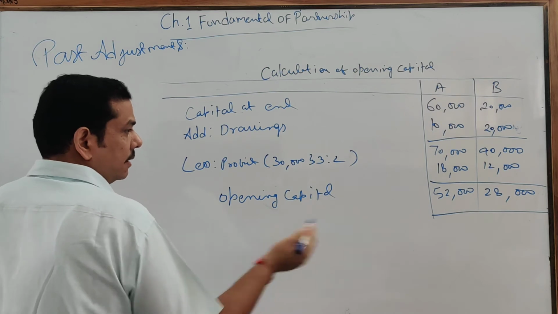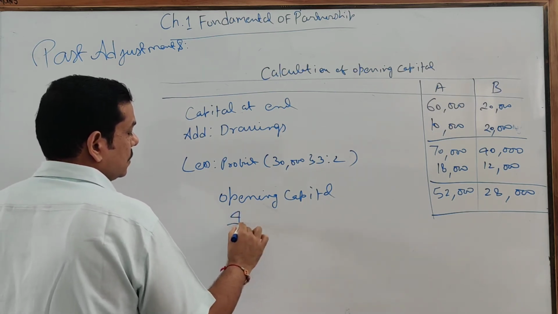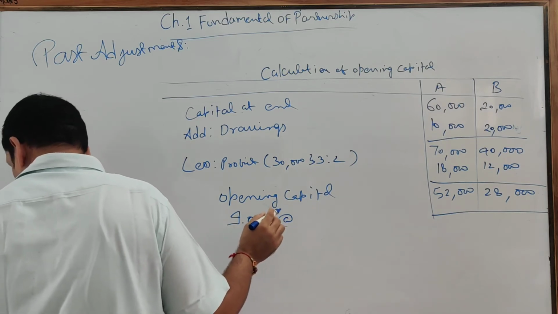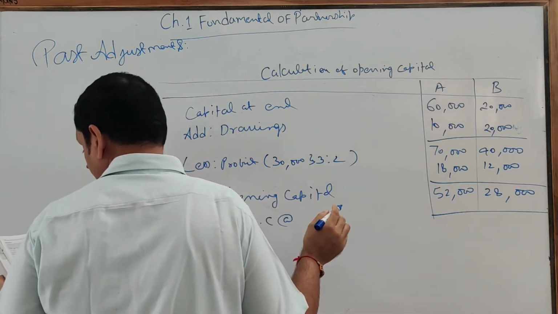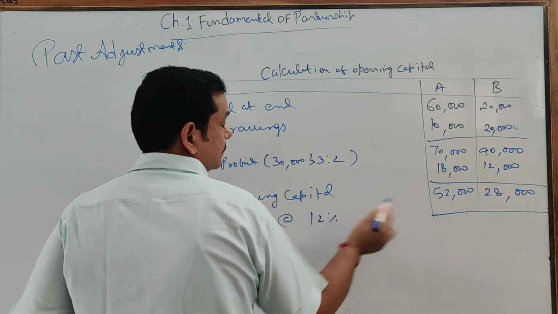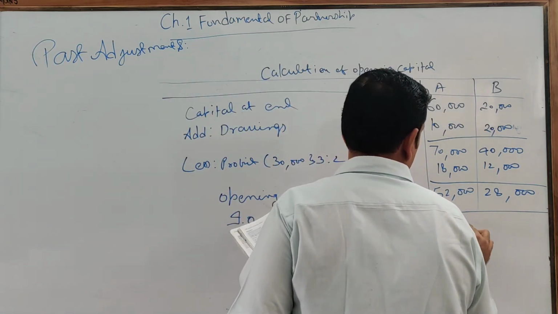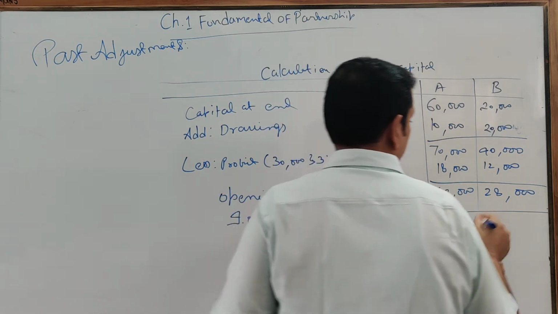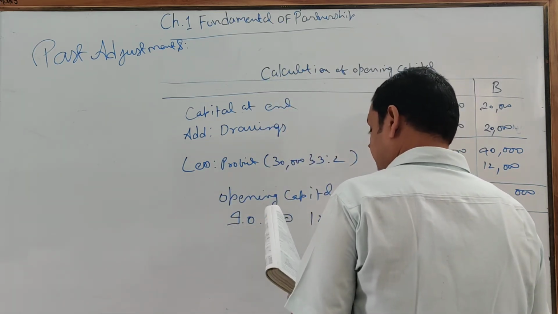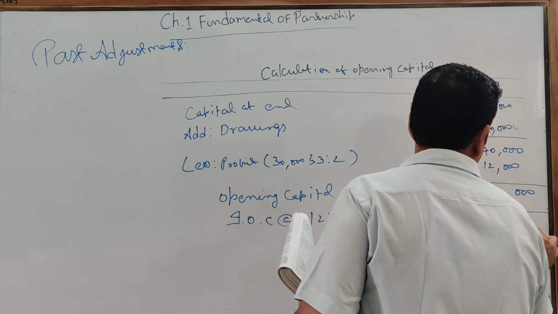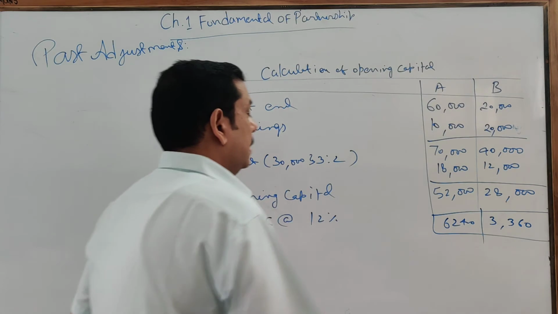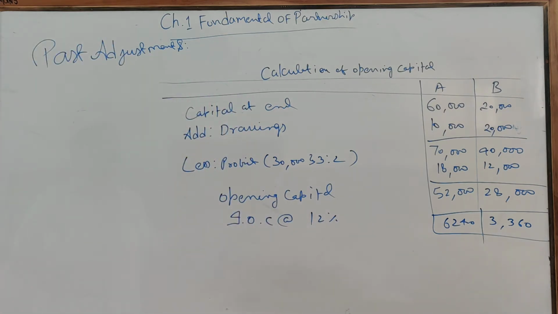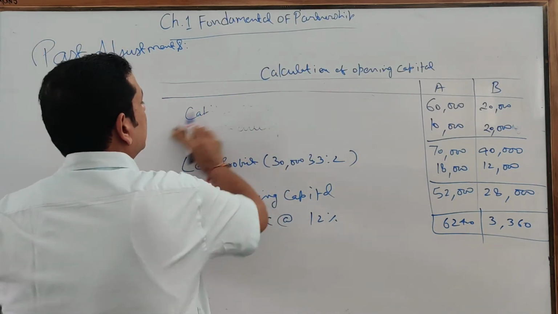Now on this amount interest is calculated. So interest on capital at the rate of 12% is 6240 and 3360. Now we have calculated the interest on capital by making a table of opening capital. Now we have to do the past adjustment, so we are going to prepare the analytical table for that. So I am erasing this and will draw the analytical table.